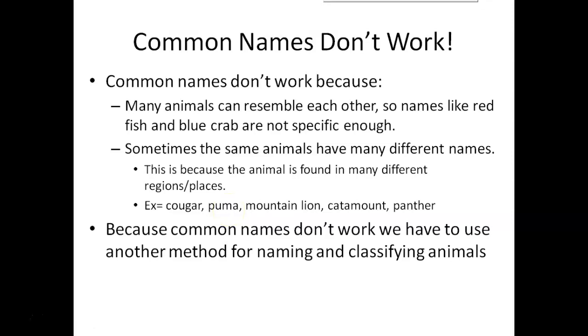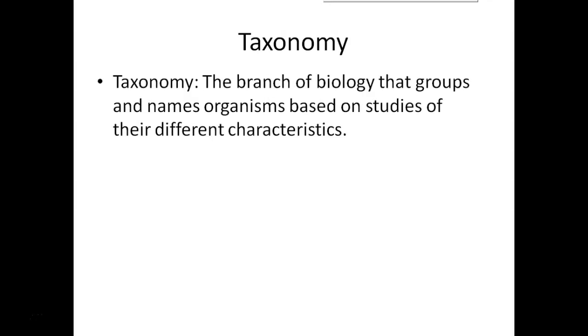Okay. But because common names don't work very well when we're studying animals on a worldwide scale, we have to use another name or another method for naming and classifying animals. Okay. So what we're going to use is this thing called taxonomy. So taxonomy is a branch of biology that groups and names organisms based on studies of their different characteristics.